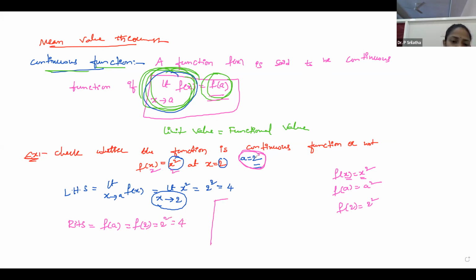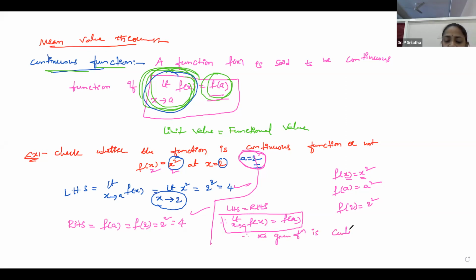So from these two, LHS equals RHS, right? What is the meaning of that? Therefore, limit x tends to a of f of x equals f of a. So therefore, the given function is a continuous function, isn't it? Like that we can find it. Accordingly we can do whether the given function is continuous or not.